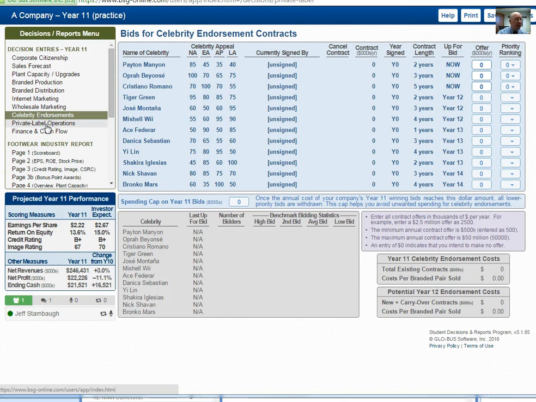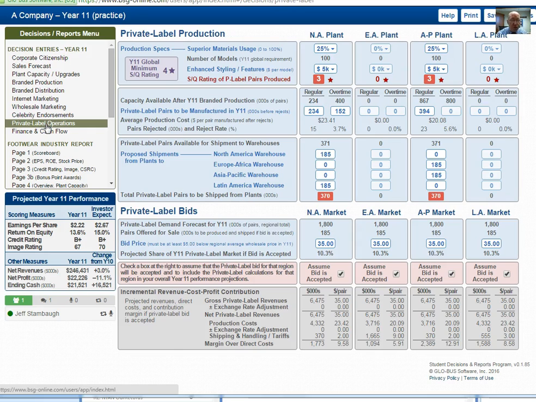Let's go on to private label. Remember, private label are shoes that don't carry your brand name. And so in the practice round, I'd like you to bid on them. Incidentally, I've been very astutely not clicking on Save Decisions because I'm using one of your accounts. I would recommend you go through and you save the decisions periodically.